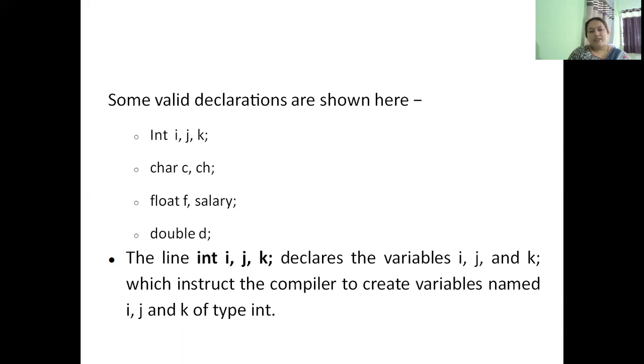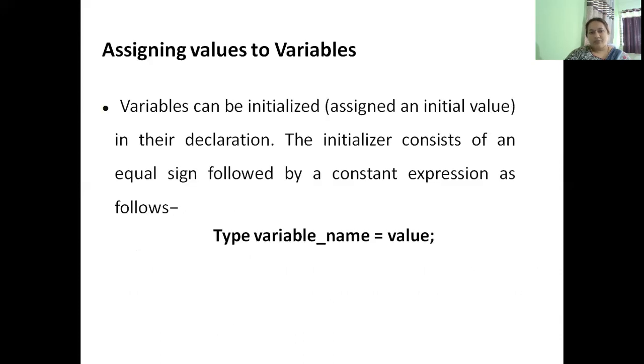Next, when it says char c, ch, it reserves two memory locations 1 byte long and names them as c and ch. And when the compiler sees float f, salary, it allocates two memory locations of size 4 bytes and names them as f and salary, and understands that these locations can store floating point values. Similarly, when it says double D, it allocates 8 bytes of memory and names it as D. So that is the information which a declaration statement conveys to the compiler.